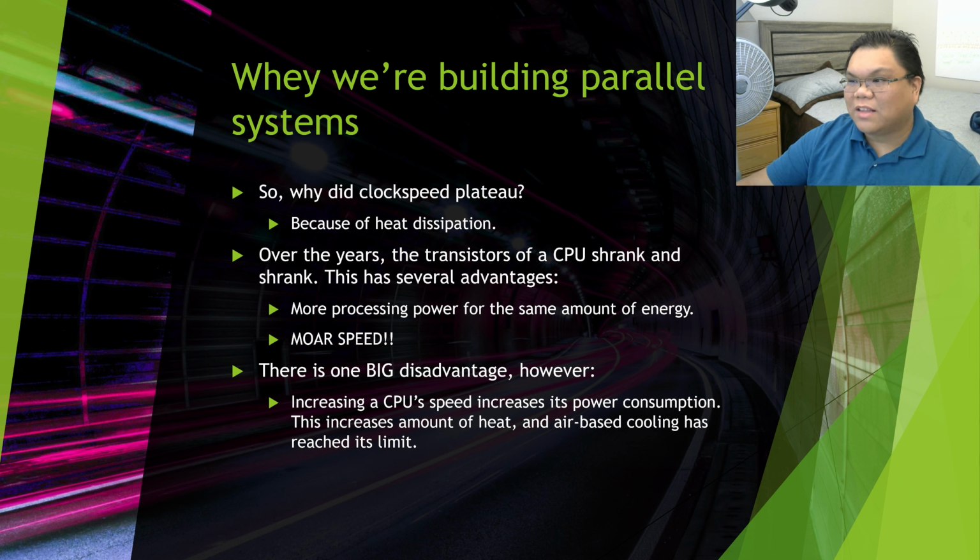So that's why we're building parallel systems. So what happened? There are several different ways to measure Moore's Law, and if we were to go by clock speed, for example, clock speed was increasing at a predictable rate, but it stopped. Why? Because these suckers get hot.